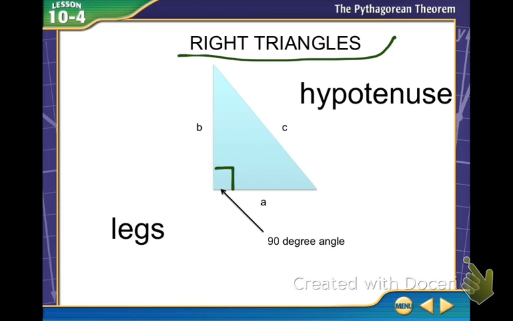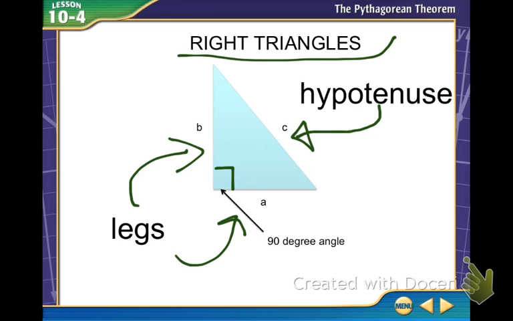The legs are the two that are attached to the right angle. The hypotenuse is the other one. It happens to also be the longest side. No matter what, it'll always be the longest.